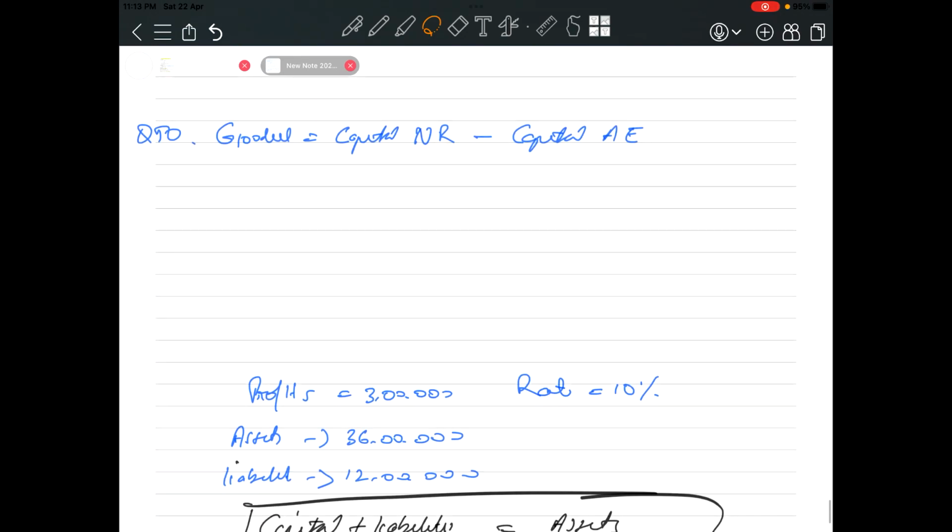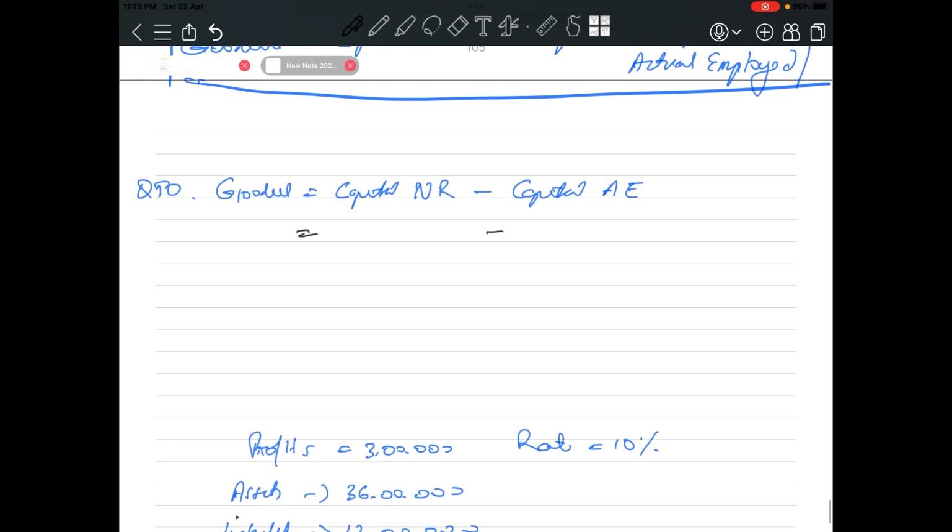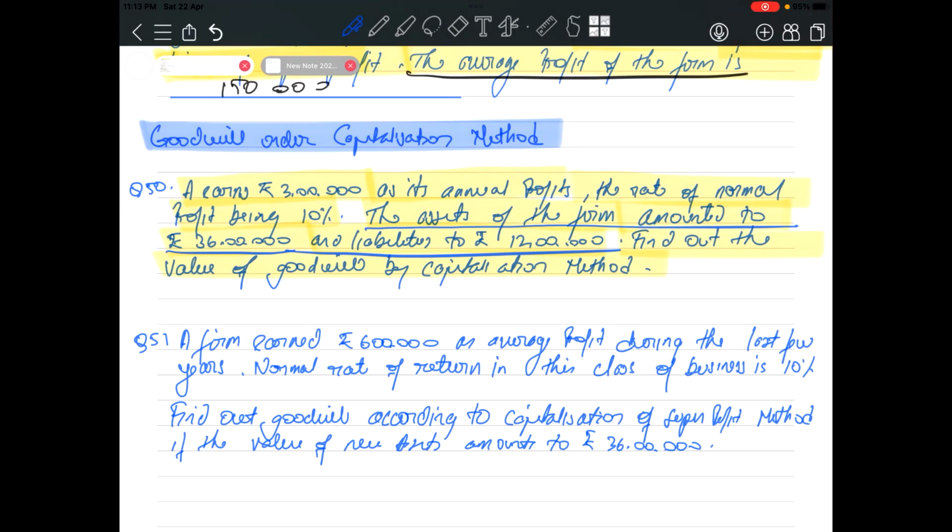Okay, now see, we have to find out the capital actually employed. What is the amount of capital actually employed? 24 lakhs. Now we'll have to find out capital normally required. Let's come back to the question.